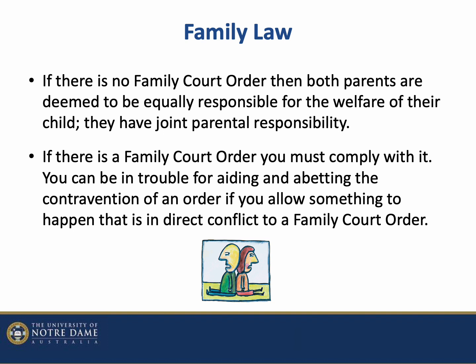Family court orders create an enforceable minimum, and so you must do at least what the order says. You can be in trouble for aiding and abetting the contravention of an order if you allow something to happen that is in direct conflict with an order. So for example, if dad has an order for residence and then mum turns up early one day to take the child from school, you can't let the child go without speaking to dad first and getting permission.